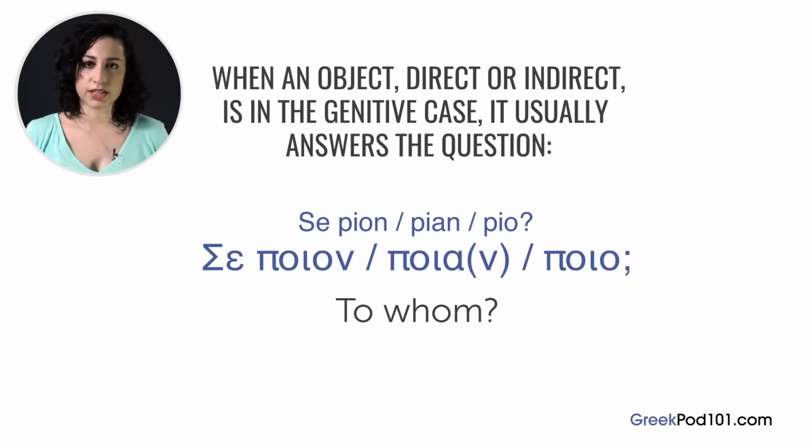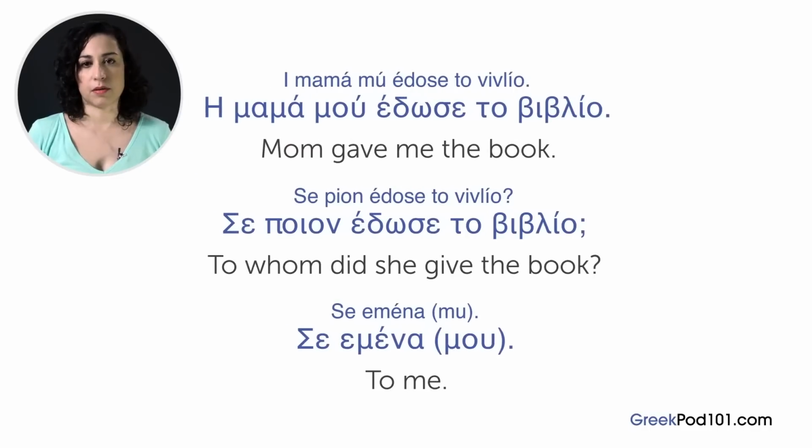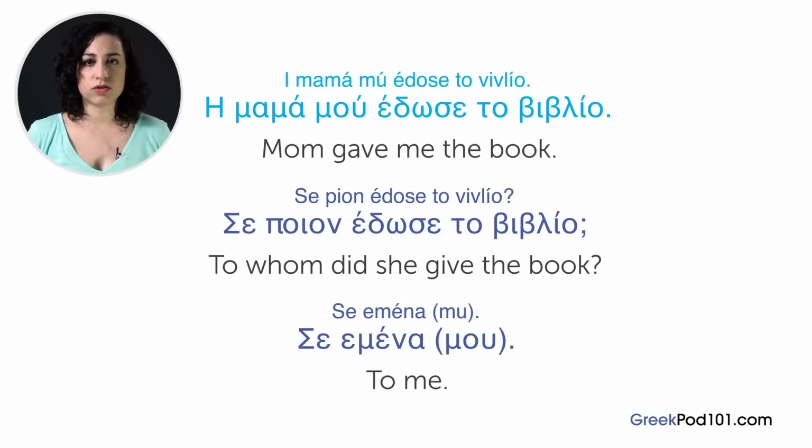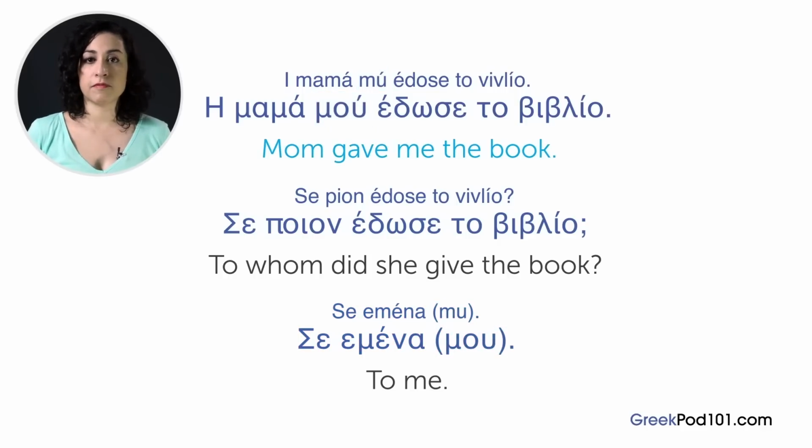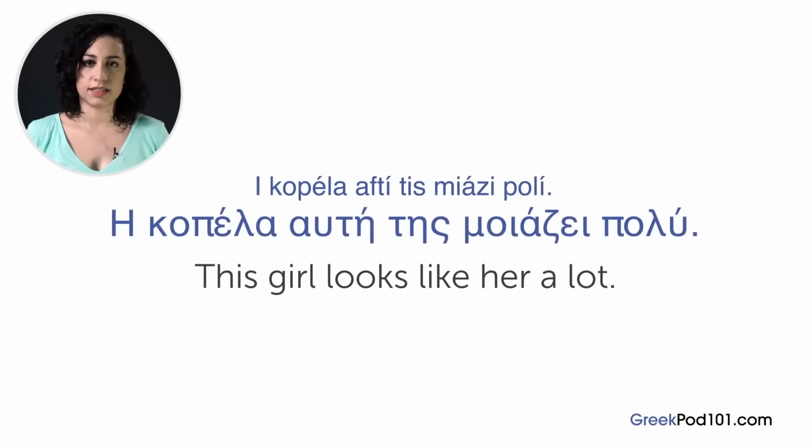Now, when an object, direct or indirect, is in the genitive case, it usually answers the question σε ποιον, ποιαν, ποιο, to whom, when we refer to the action of the verb. For example, η μαμά μου έδωσε το βιβλίο. Σε ποιον έδωσε το βιβλίο? Σε μένα, μου. Mom gave me the book. To whom did she give the book? To me.